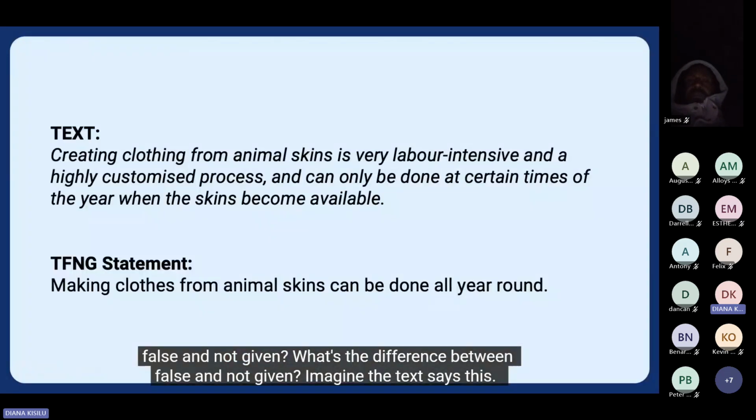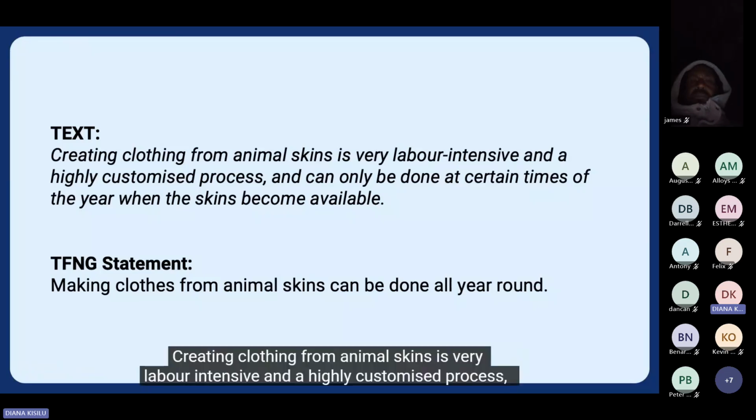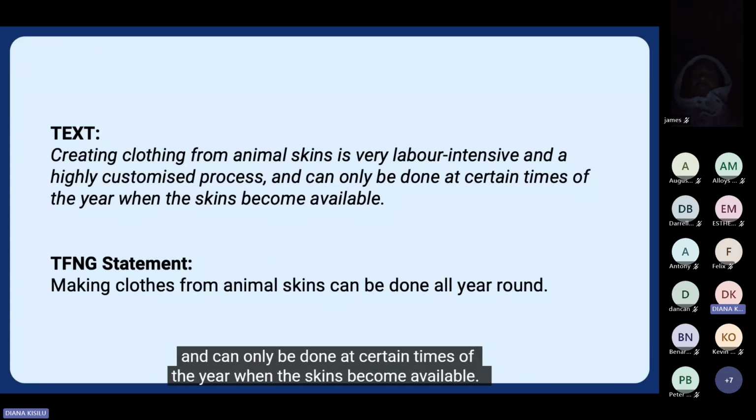Imagine the text says this: creating clothing from animal skins is very labor intensive and a highly customized process and can only be done at certain times of the year when the skins become available.